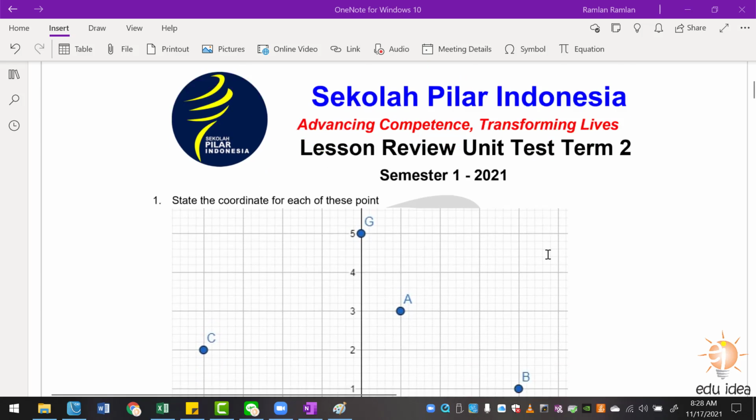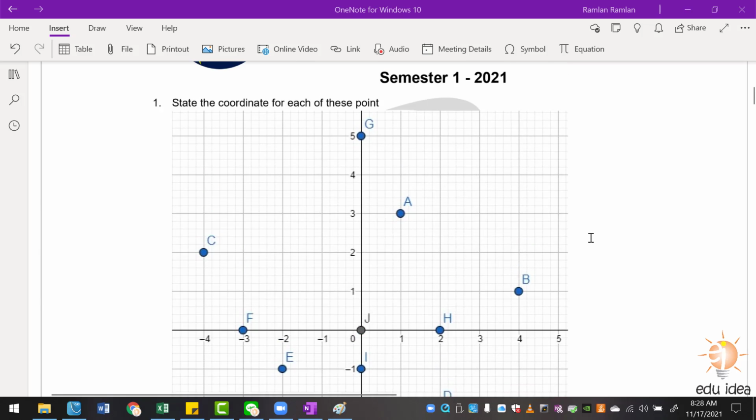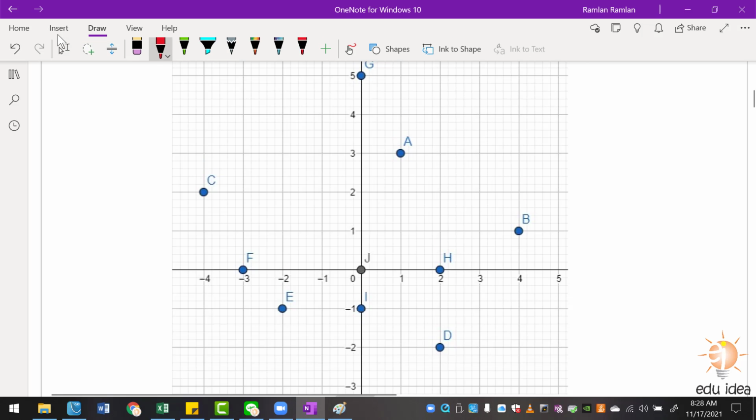For number 1, the question is: state the coordinates for each of these points. It's quite easy, right? Remember that the horizontal axis we call the x-axis, and the vertical axis we call the y-axis. The coordinates should always be in the form of x comma y, so don't get mixed up between the y and the x.